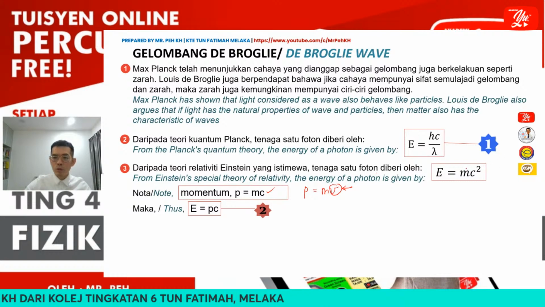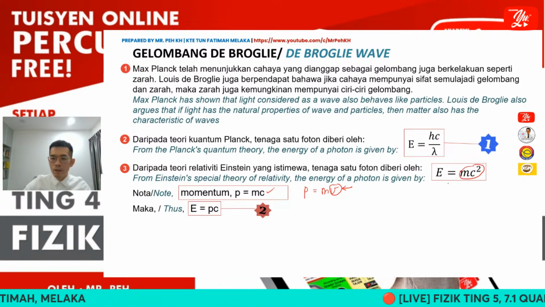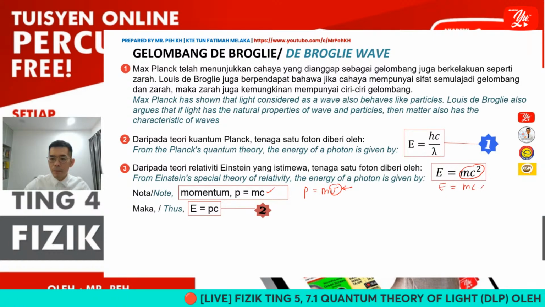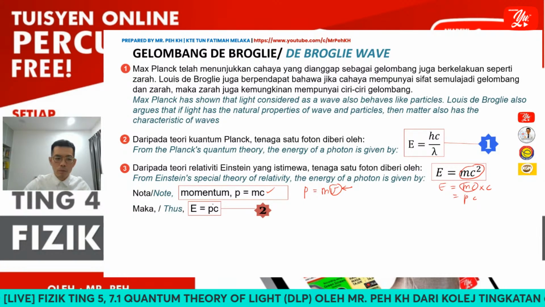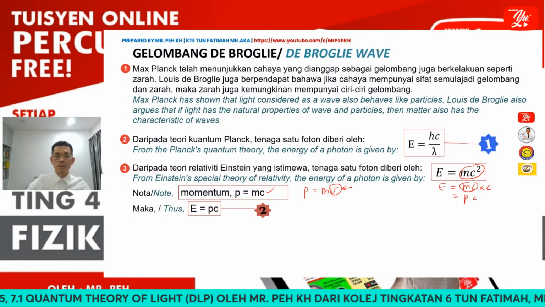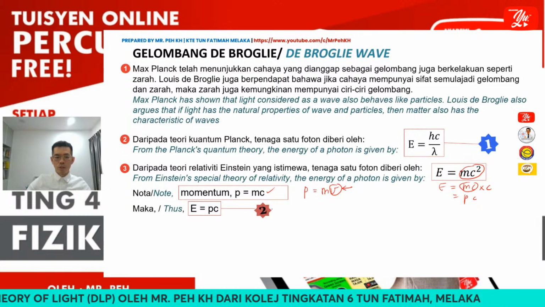Okay, so when you substitute into the equation E equal to mc squared, you get mc times c becomes pc. So we form the equation E equal to pc, which is equation number 2.